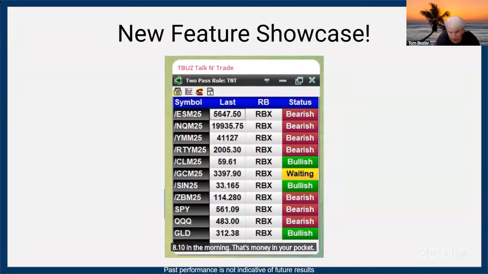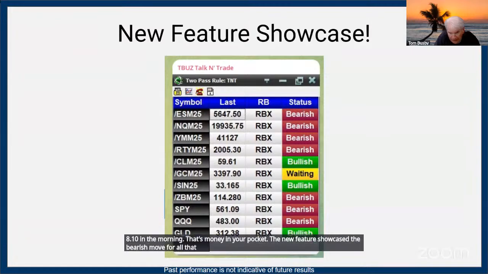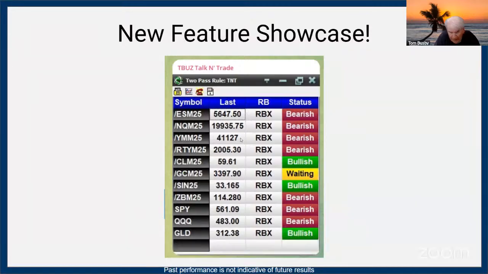The new feature showcased the bearish move for all that, okay? At the time, crude was going higher. There it is, right there, hand delivered to you at 10 after 8 in the morning. That's a new feature in TNT. Okay, keep going.